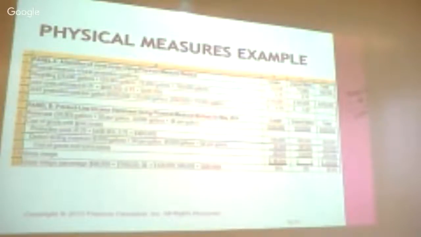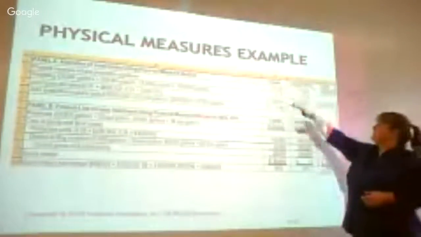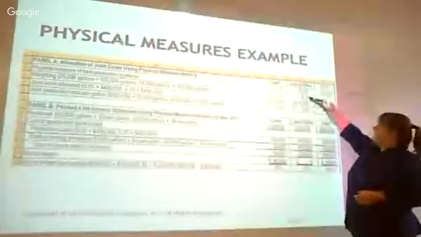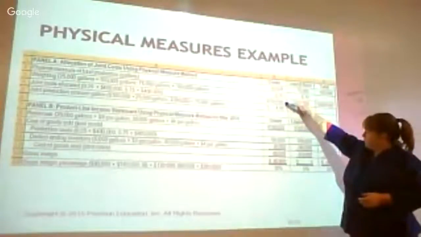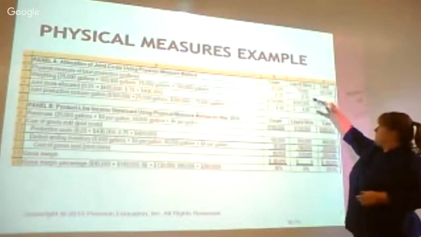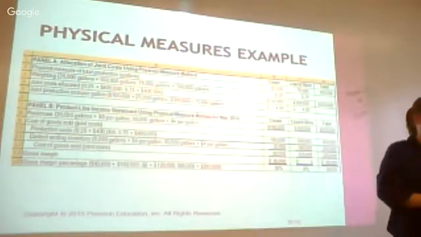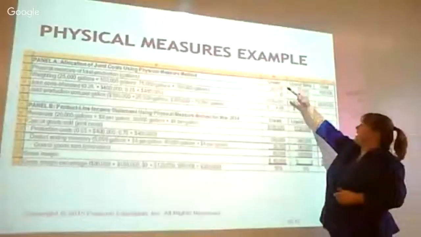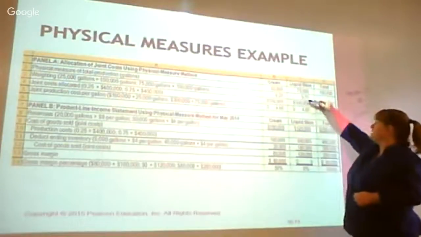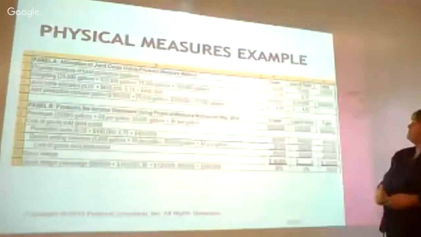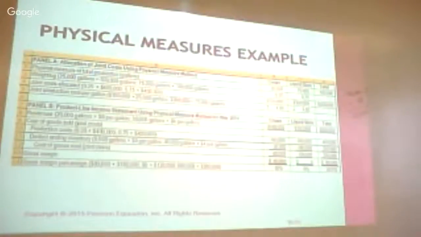So 75% of 400,000, I'm sorry, 25% of 400,000 is 100. 75% of 400,000 is 300. Okay, and then we take the 100 and divide by the number of gallons produced, and the 300 divided by the number of gallons produced. So this time they actually come out even at $4 a piece. That's pretty darn good, right?